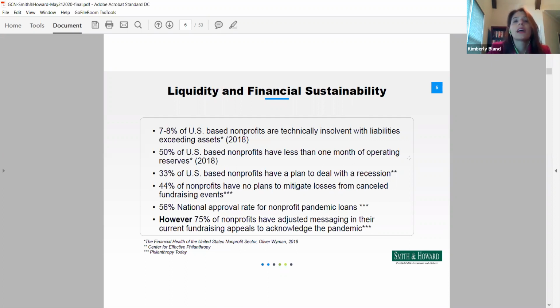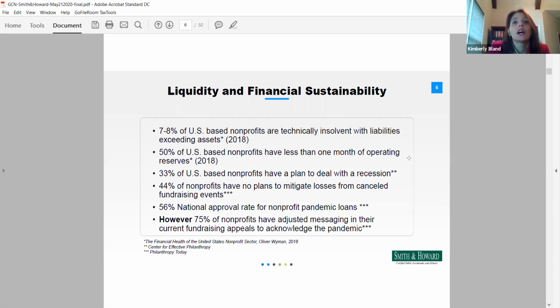But before that, on the screen, we have some statistics. I'm just going to point out a few of these. 50% of US-based nonprofits have less than 1 month of operating reserves, which, as you know, is a concern. Financial liquidity: what we're seeing with nonprofits and decreases in revenue, how is the organization managing to get through this pandemic? And we're going to talk about that. 33% of US-based nonprofits have a plan to deal with a recession. Most nonprofits did not see this coming, or the impact that it was going to have.